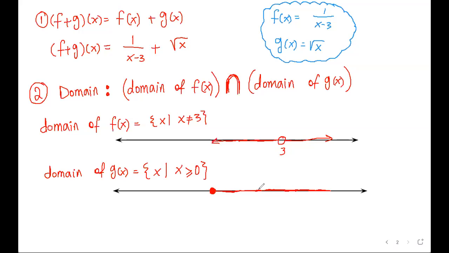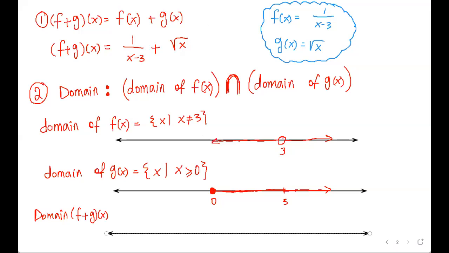All elements from 0 to infinity. Now, the domain of the function f plus g is the intersect between these two lines, between both domains. Here is the 3, okay? So I have to draw the domain. Now the domain for f plus g for x is the intersect. So I have to draw a line, the real line. This is my line. And I'm looking for the intersect.